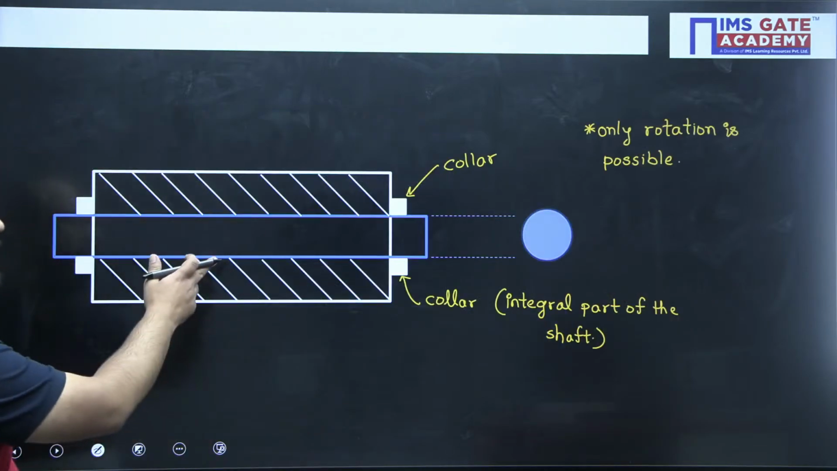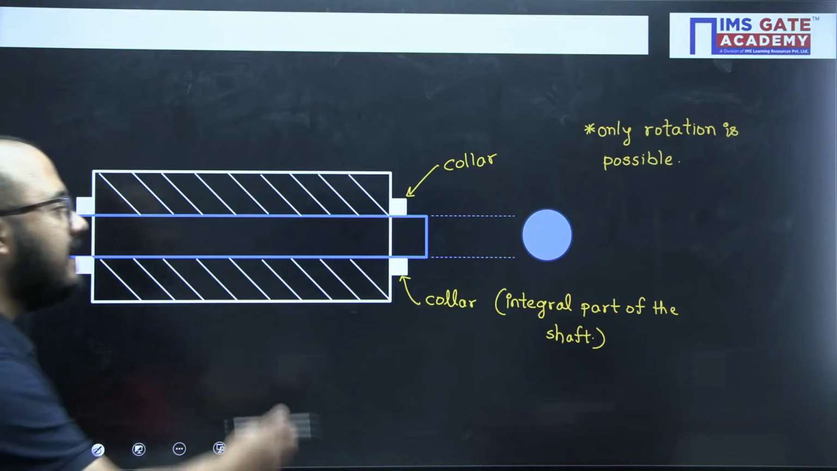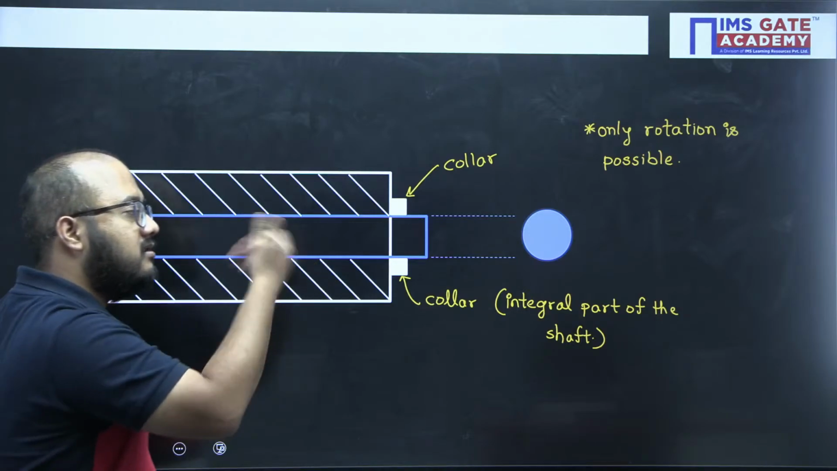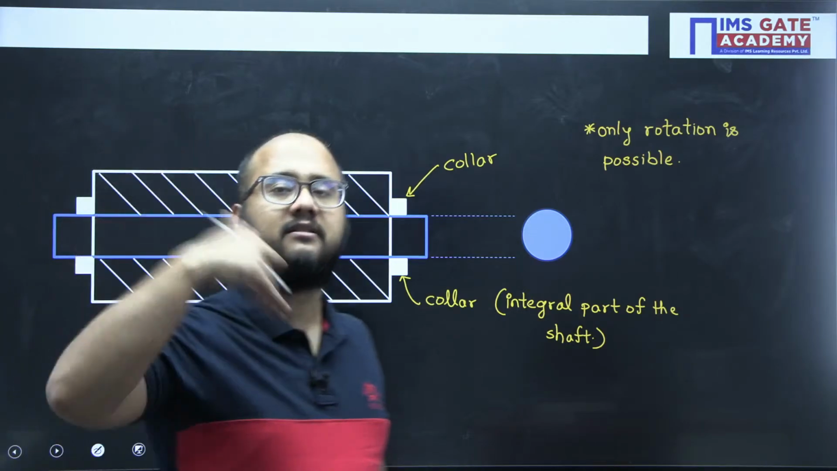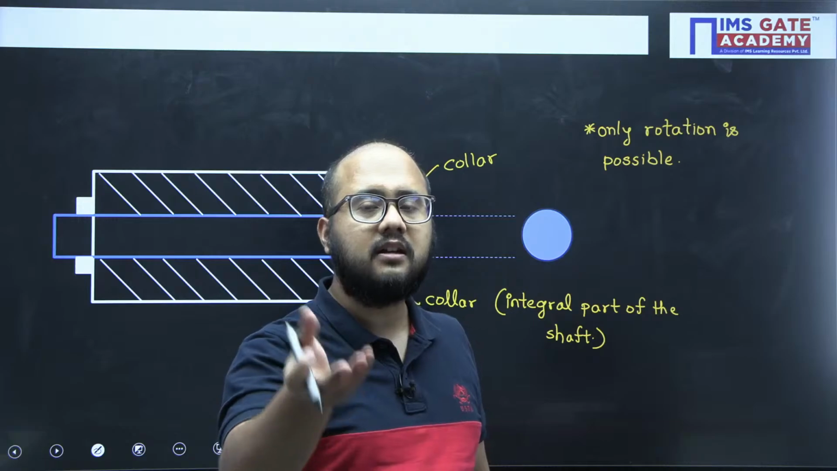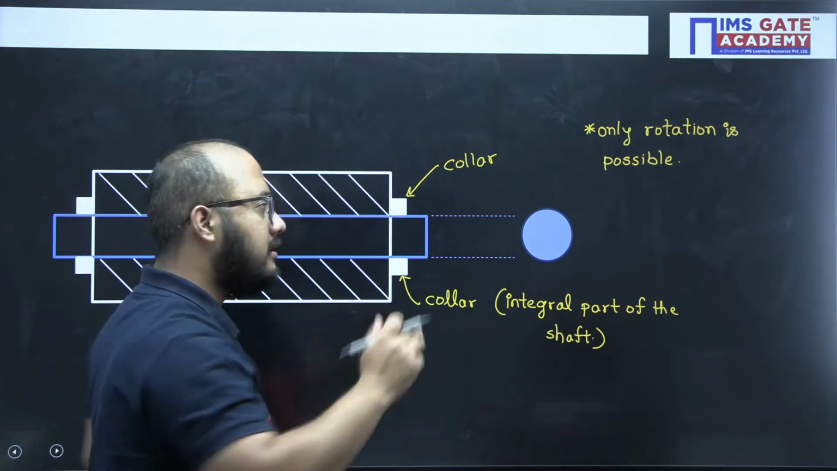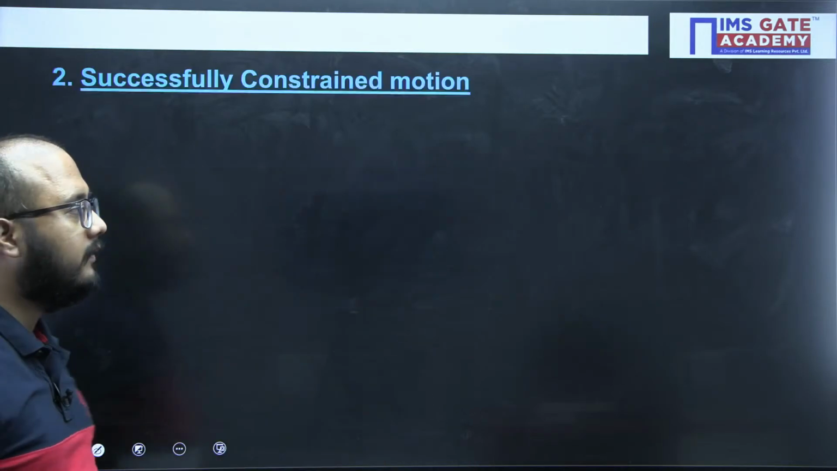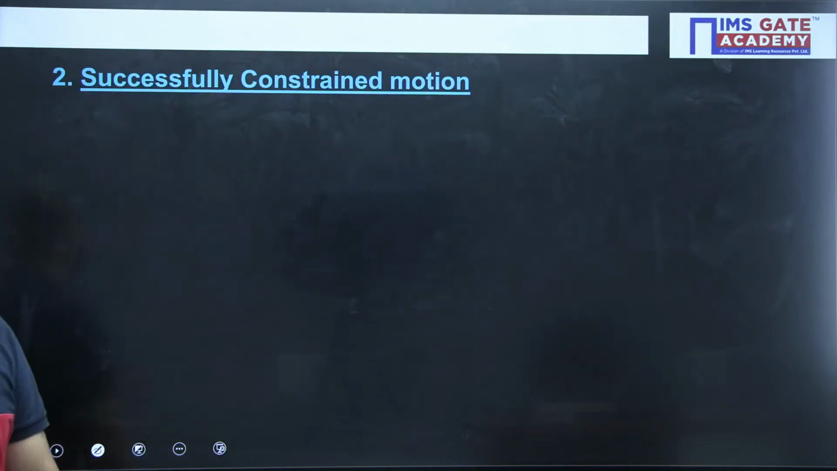In this case, only rotation is possible. Sliding is restricted, but that restriction doesn't come from external means. The restriction is there because of the collars, and collars are an integral part, as already told you. Now next is successfully constrained motion, guys.